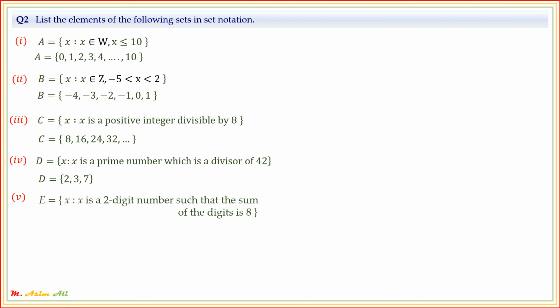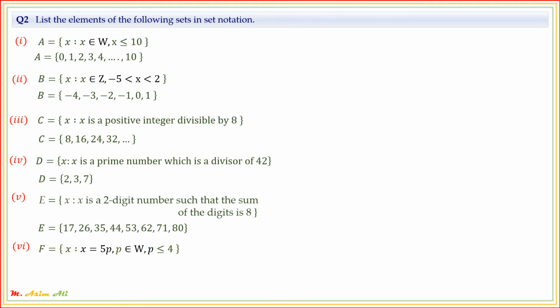So if you start from the minimum first digit and the maximum second digit, minimum first digit can be 0 and the second can be 8, but 08 is a single digit number. So next we take 1 as the first digit and the second digit then can be 7. So 17 is the first number and then 26 is the second number. Like that we can write all the numbers which have the sum of the digits equal to 8. 80 will also come because it's a two digit number, but 08 will not come because it becomes a single digit number.